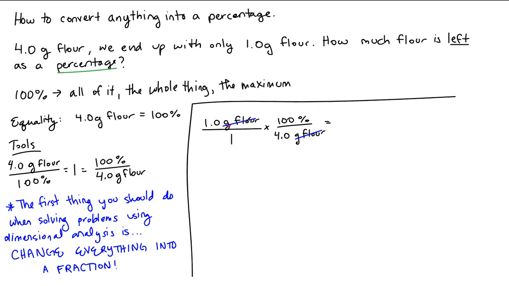If we multiply across the top, this is how you multiply fractions. You just multiply across the top and then multiply across the bottom. So let's do the top first. We end up with 1 times 100%. I don't even have to write that out. We can just say in our heads, oh, anything times 1 is itself. So we're just going to end up with 100% at the top.